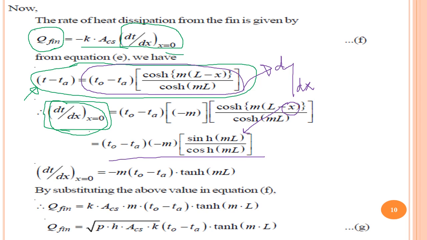So now friend, what you can see is this dT/dx at x = 0, that is -m(T0 - Ta) tanh(mL). This is a hyperbolic function, because according to maths we know that sinh upon cosh is tanh, that is shown here. T0 is the base temperature, Ta is the surrounding air temperature, m is the fin constant, L is the length of the fin.